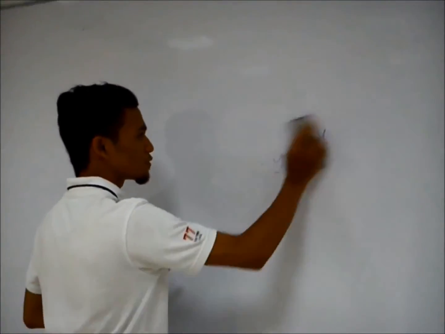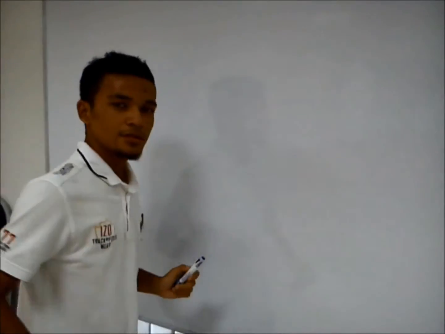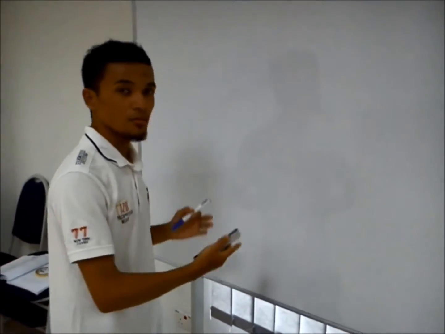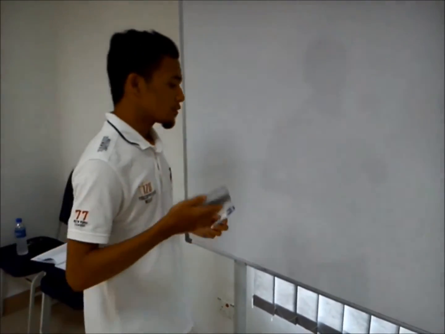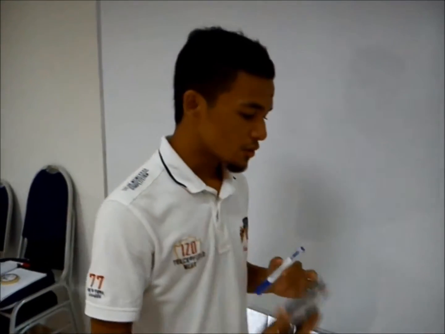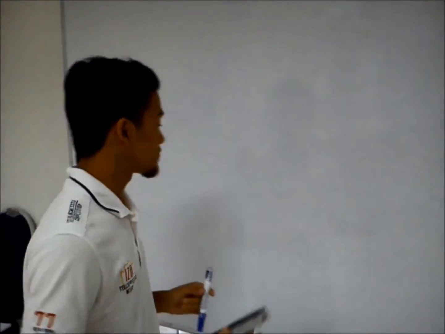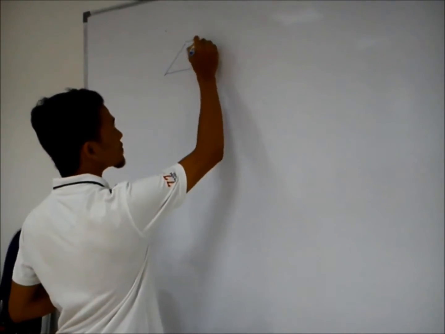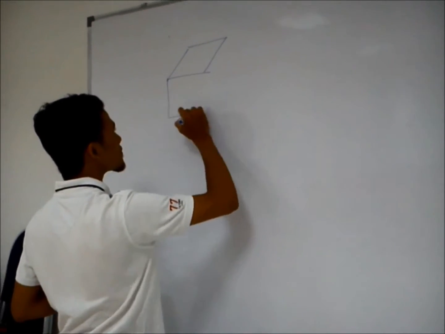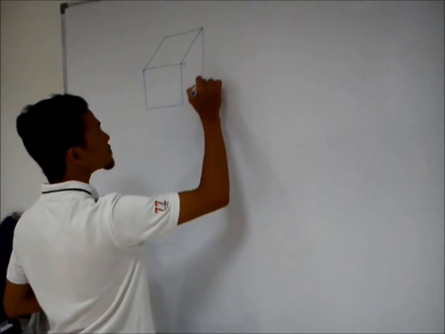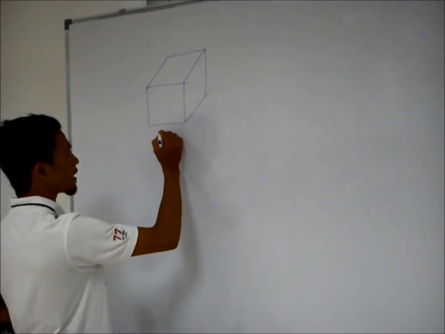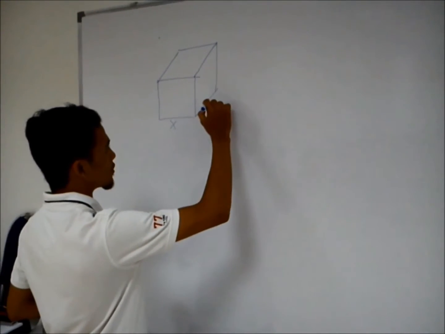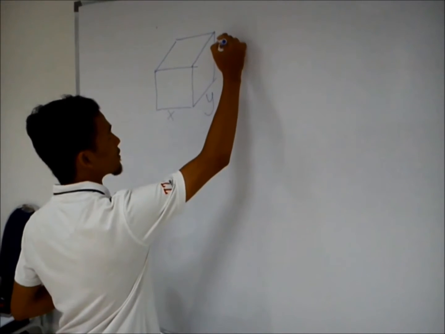Now I'm going to show you an application of rate of change with a problem, and I will show the problem and the solution for the problem. Okay, let's consider that there is a box with the length x, the width y, and the height h.